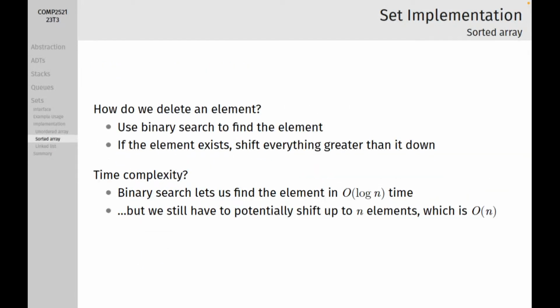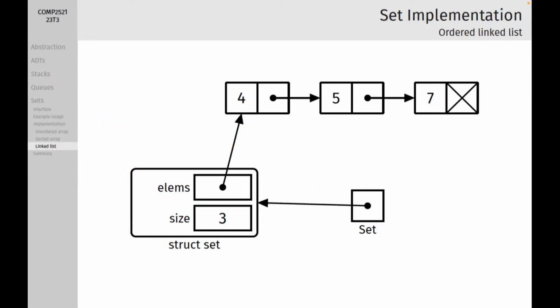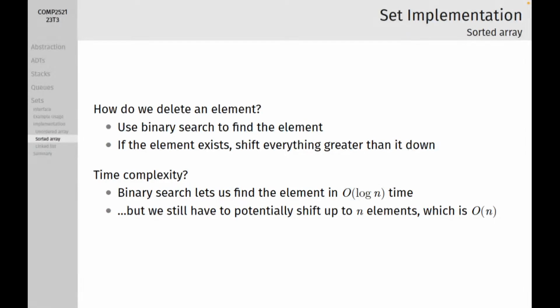Okay, so what is the time complexity of that? Well, once again, binary search lets us find the element in log n time, but we have to shift up to n elements down the array, which would be O(n). So just to summarize this, we can use binary search, which is great because it's log n, but because we have to maintain the order of the array, that requires shifting, which causes insert and delete to be O(n), unfortunately.